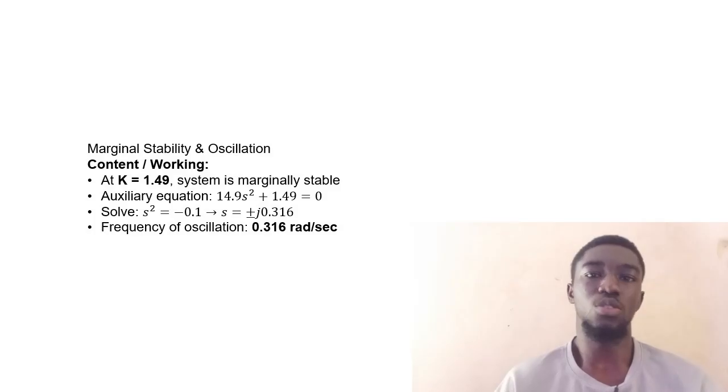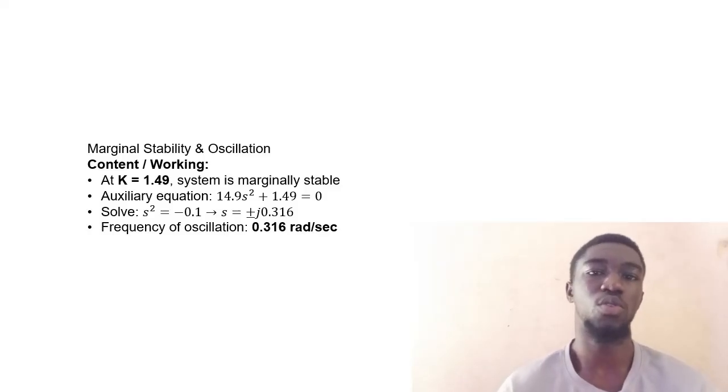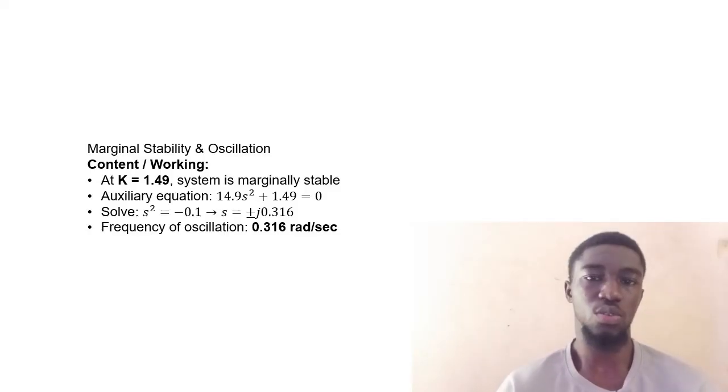When k equals 1.49, the system becomes marginally stable. At this point, we form the auxiliary equation from the row above: 14.9s squared plus 1.49 is equal to 0. Solving this, s squared becomes negative 0.1. So s is equal to plus or minus j0.316. This means the system oscillates. The frequency of the oscillation is 0.316 radians per second.